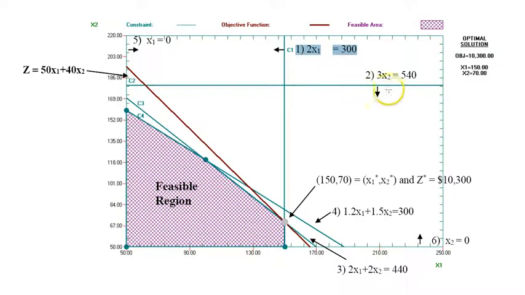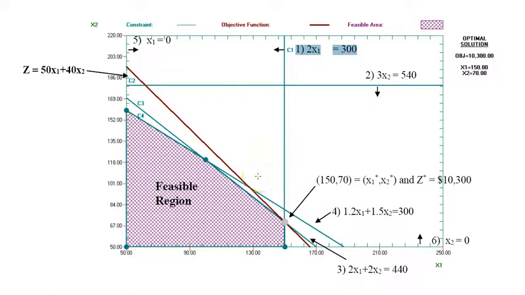Then I go to the second constraint, which is 3x2 less than or equal to 540. So I graph the line 3x2 equals 540, which would be this line. Then my feasible region should be on this side of the line. So now I'm limited to this part and this part here.